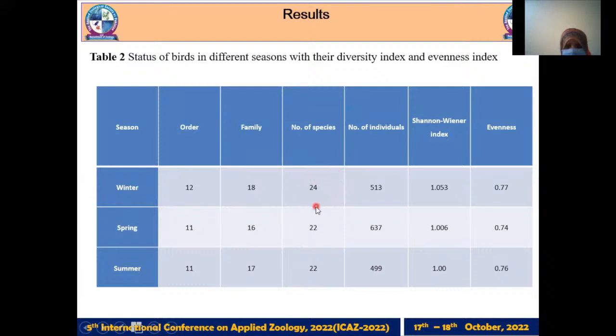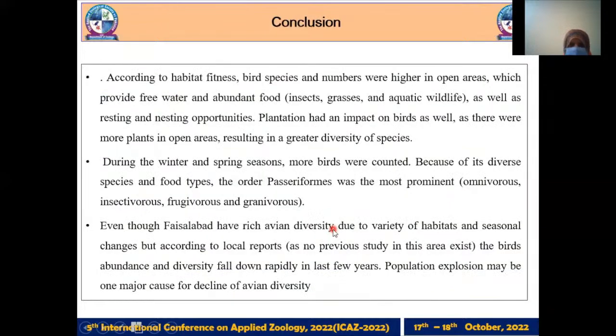Also, the number of species was higher in winter than in summer, spring, and then summer. Then the conclusion: according to habitat fitness, bird species and numbers are higher in open areas, which provide free water and abundant food and nesting opportunities.